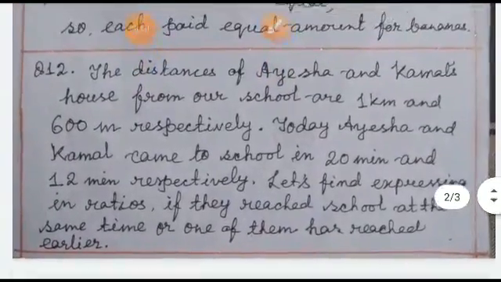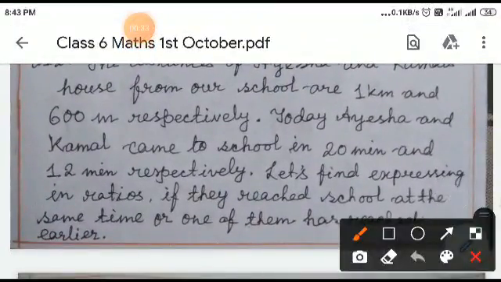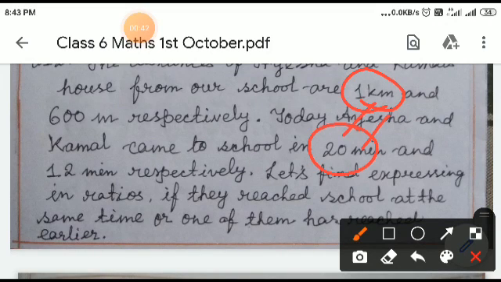By the problem, we know the distance from Aisha's house to school equals 1 kilometer and the time taken by Aisha to reach school equals 20 minutes. And the distance from Kamal's house to school equals 600 meters and the time taken by Kamal equals 12 minutes. Now by finding the ratio between the distances and times separately, we have to find if they reach school at the same time or one of them has reached earlier.